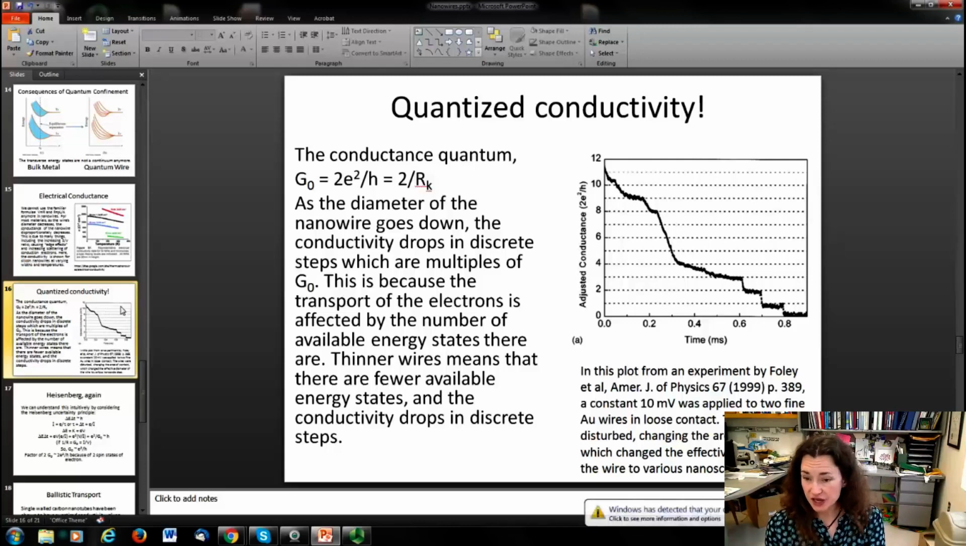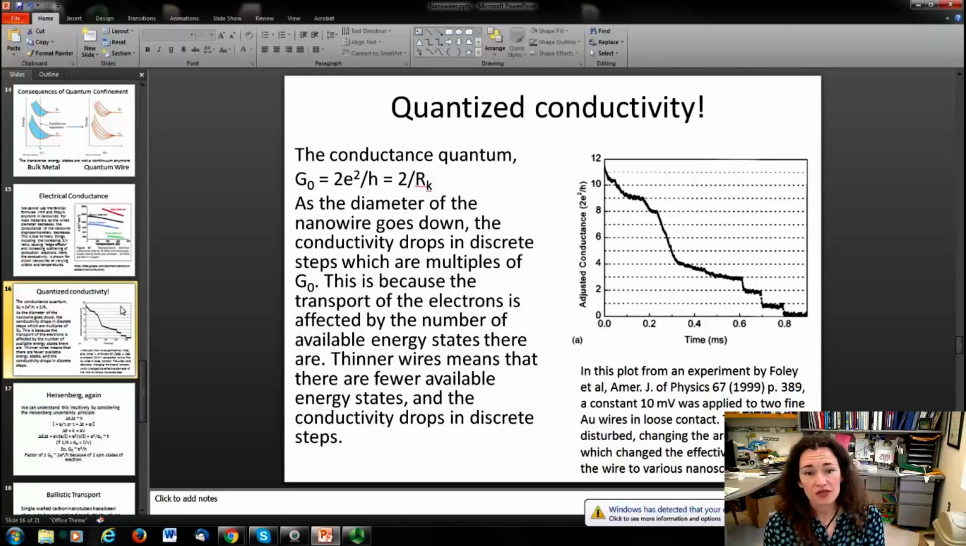So if you see here, this is a plot taken from a cool article by Foley and colleagues, which was published in the American Journal of Physics in 1999. I've placed this article on our course website so that you can read it. It's an easy read. It was designed to be an undergraduate level experiment, sort of a senior seminar experiment, if you will, for what we do here.